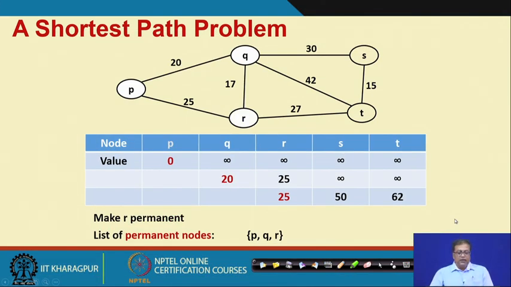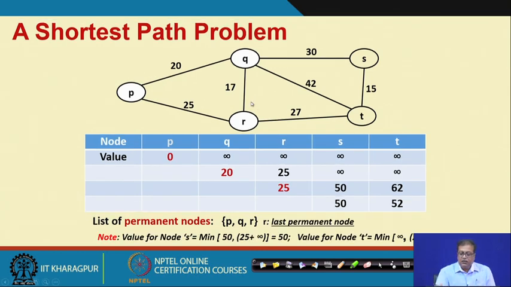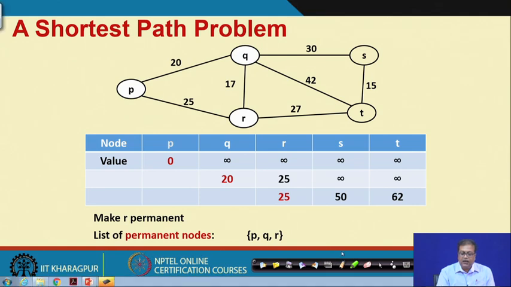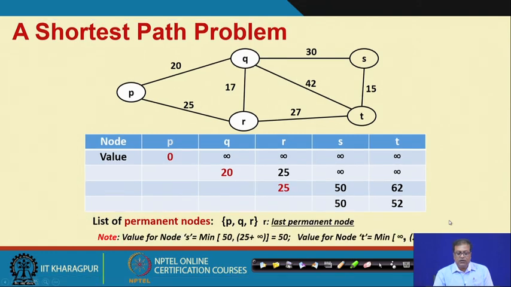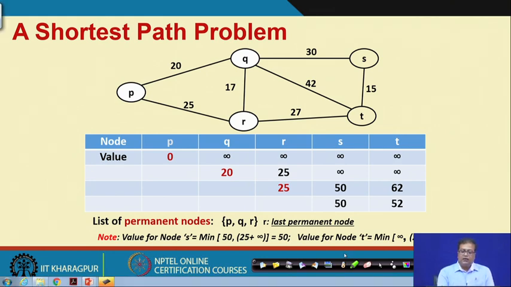So, now come to the next slide. Now, we have made r permanent, and if we make r permanent, the last permanent node also will be r. So, at this stage these are the values, and p, q, r are made permanent. So, now we move over to our next slide, and in our next slide the last permanent node is r. So, we see the distance from r. What is the distance? Only one distance is available, is it not? So, from r only one distance, that is this one.